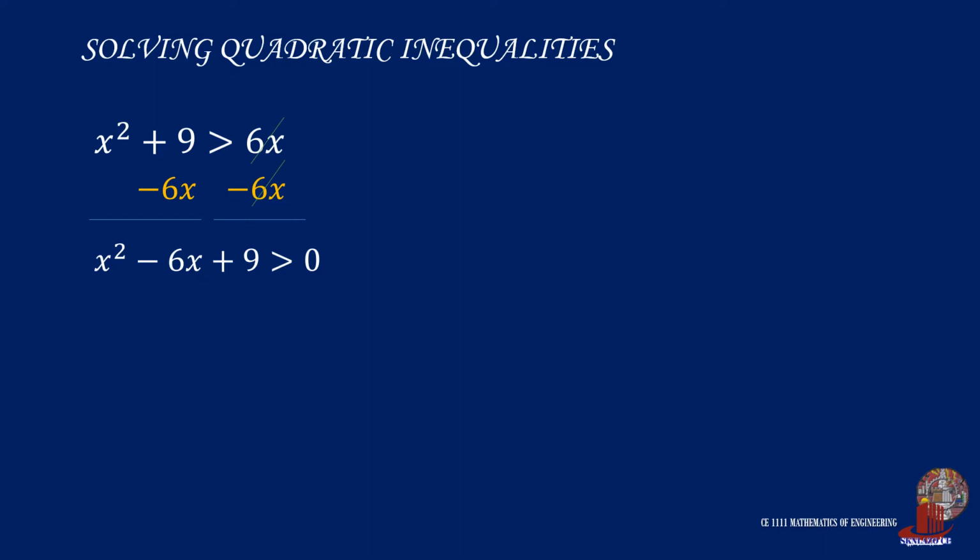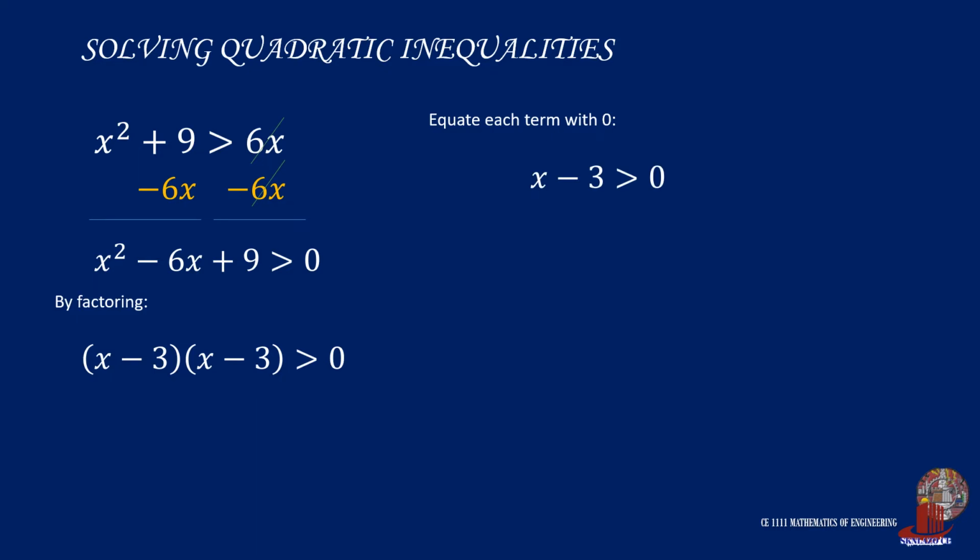The coefficients of the expression allow the method of factoring to find the roots, in which we can find (x minus 3) squared is greater than 0. The next step is to equate each term with 0, although in this example, we have a repeated value of x. We continue by adding 3 to both ends to have x is greater than 3.